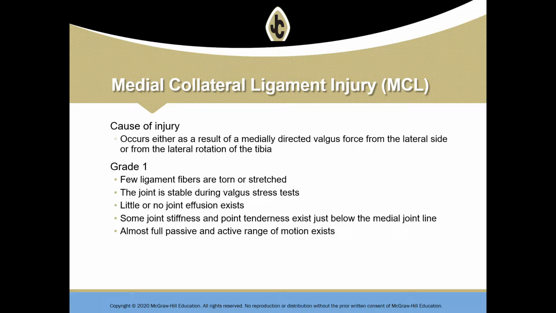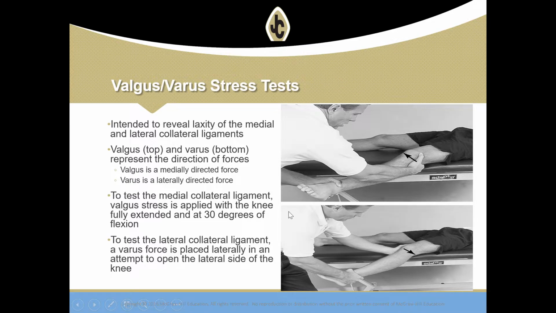So the MCL is on the inside of the knee, or the medial aspect of the knee. It runs from the medial femoral condyle down to the medial tibial condyle across the joint line. The way it's injured is a medially directed valgus force from the lateral side, or even a lateral rotation of the tibia. And if we go back to the varus and valgus test, you can see that that's this kind of force right here. This valgus force, medially directed, injures the MCL. There also could be a twisting of the knee where you get a similar injury.